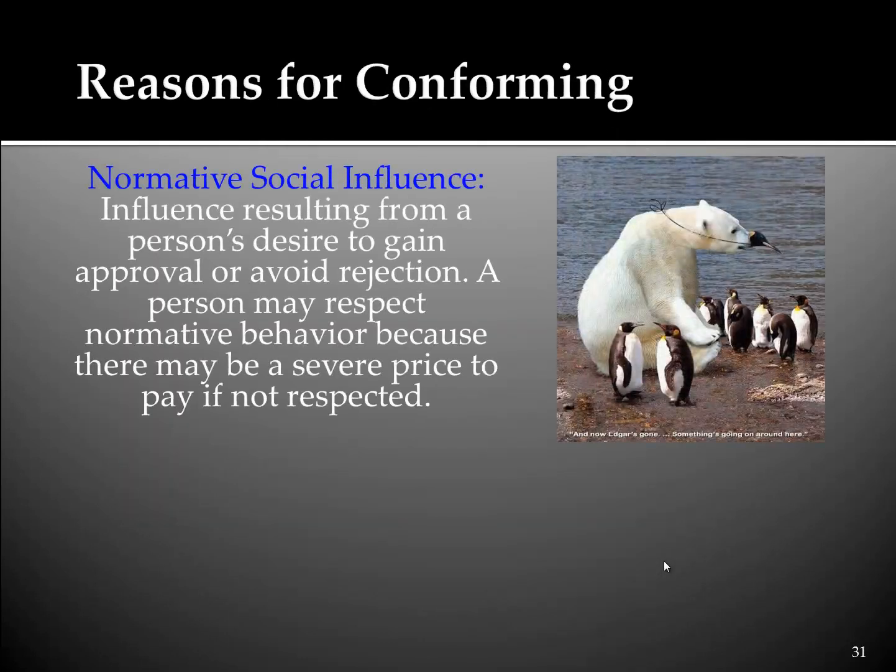Okay. Some of the reasons for conforming is what we call the normative social influence. We look around and get a feel for the room: what is everybody else doing? What appears to be the norm? This is the influence resulting from a person's desire to gain approval and to avoid rejection. If you look closely at the polar bear there, you see he's wearing a little mask on the front that looks like a penguin. He wants to fit in, and doesn't want to be rejected by the group. So he's doing what he can to try to fit in. One of the key factors in normative social influence is that we do it because we want to fit in and to avoid being rejected.